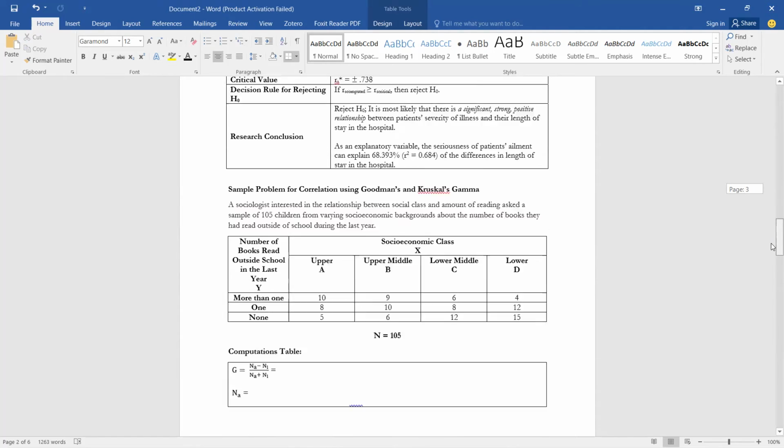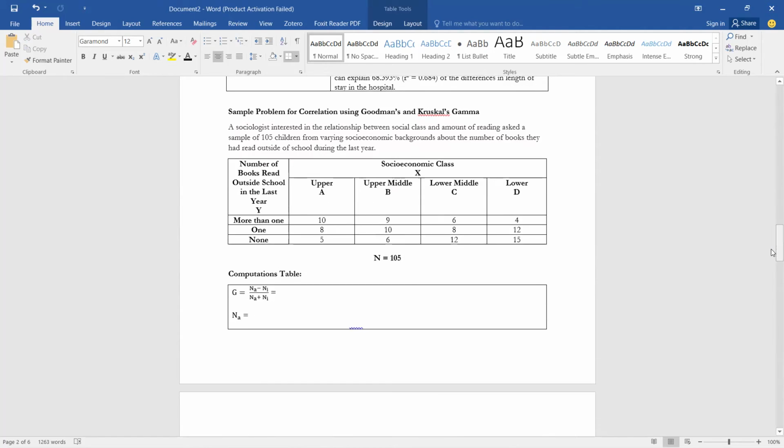Okay. Now let's go to a sample problem for correlation using Goodman's and Kruskal's gamma. So the problem states a sociologist interested in the relationship between social class and amount of reading asks a sample of 105 children, your N is 105, from varying socioeconomic backgrounds about the number of books they had read outside of school during the last year. So this is the table that you will encounter in a problem like this.